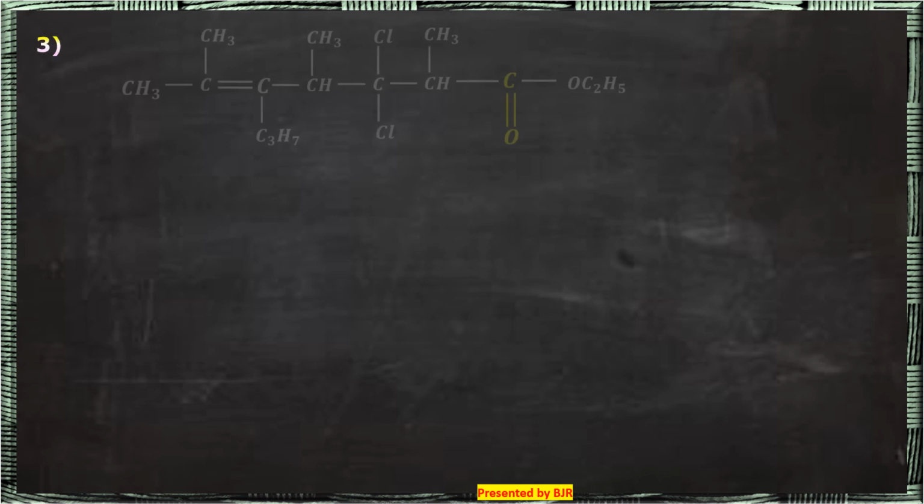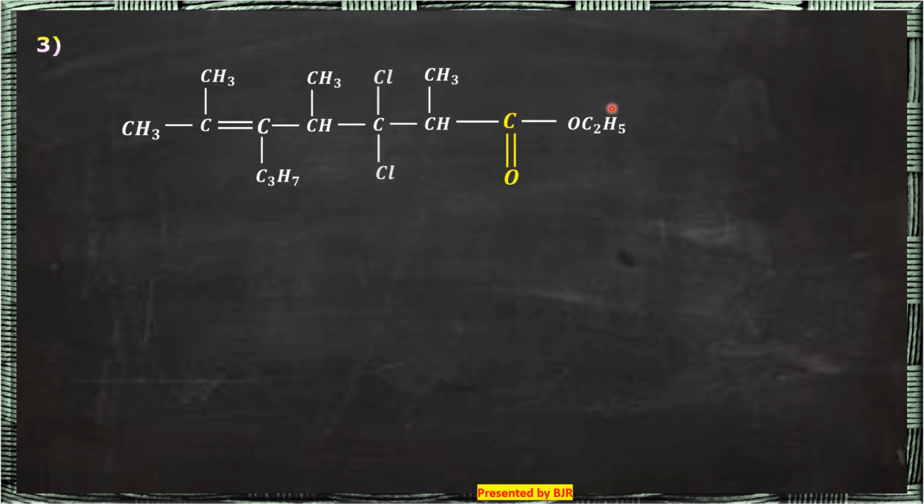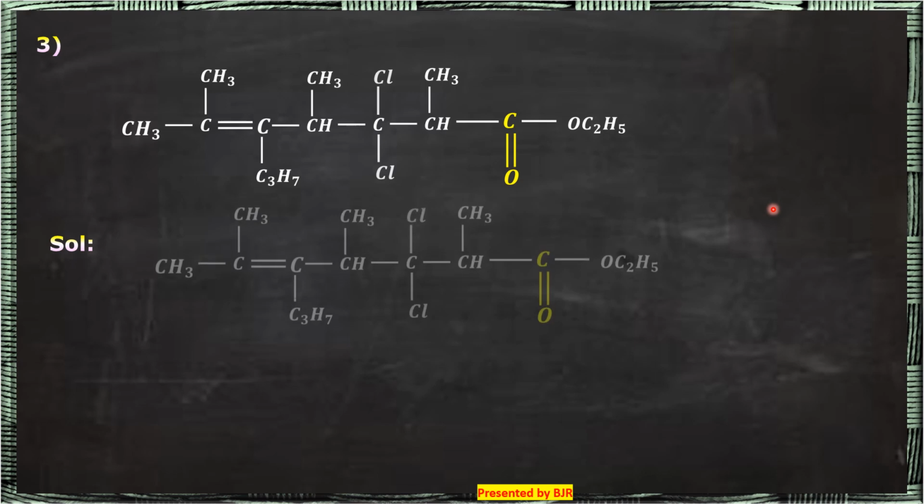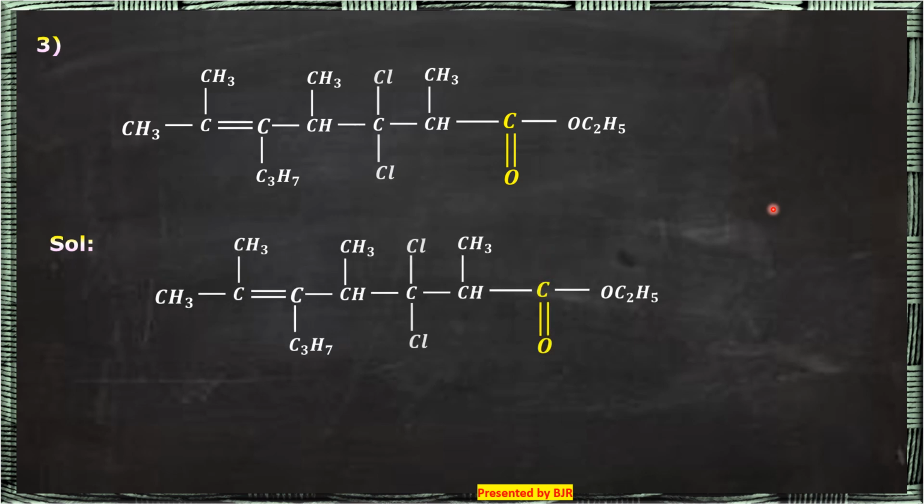Problem number 3. This is an organic compound and it looks like a very complex one, but it is not so as we think of. Solution. First, we have to identify the functional group present in it. It is COOR. Ester's functional group is there in this organic compound.